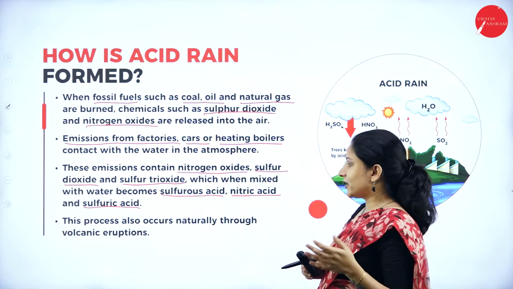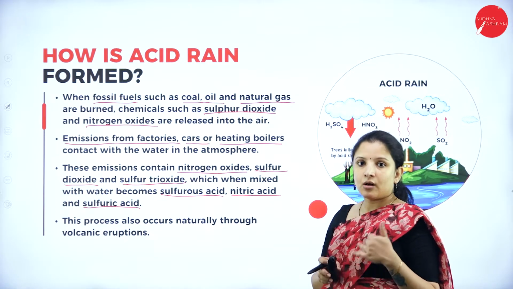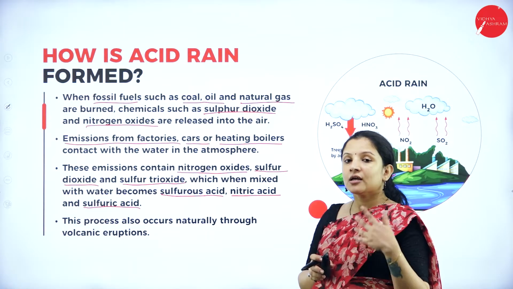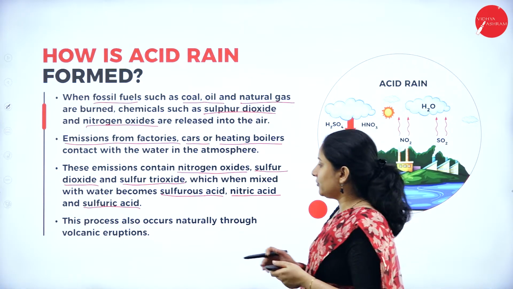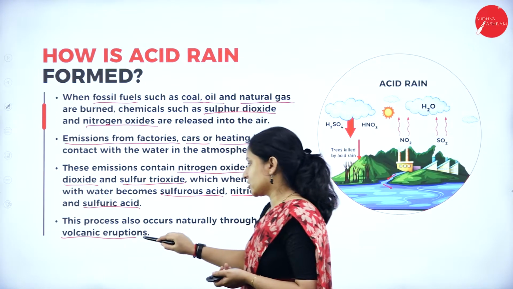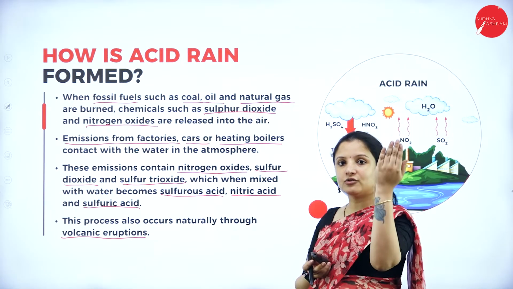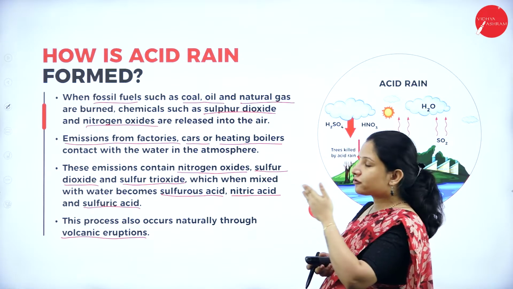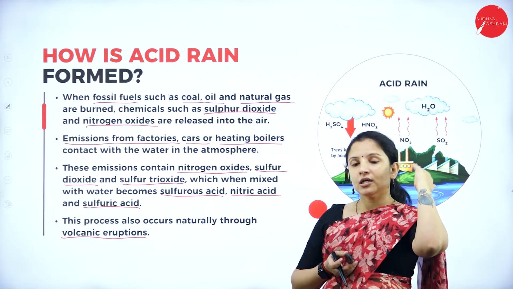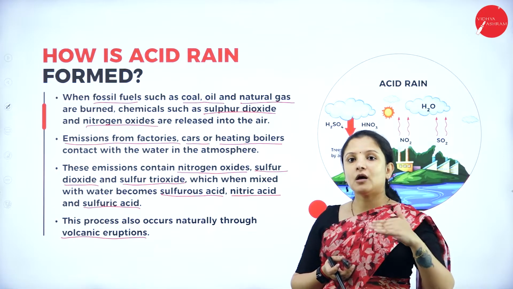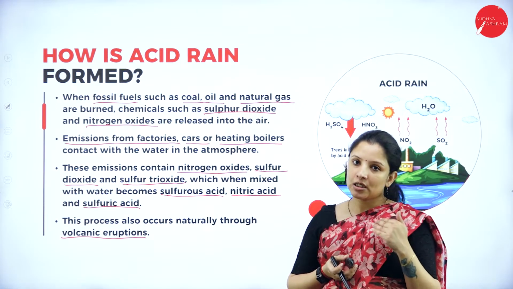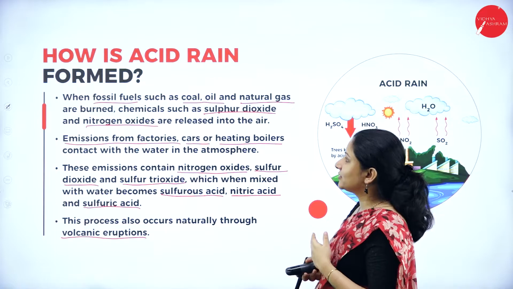This process, the formation of acid rain, can also occur naturally because of volcanic eruptions. During a volcanic eruption, a lot of smoke containing sulfur, nitrogen, etc. enters the earth's atmosphere and can come down as acid rain. So that is how acid rain is formed.